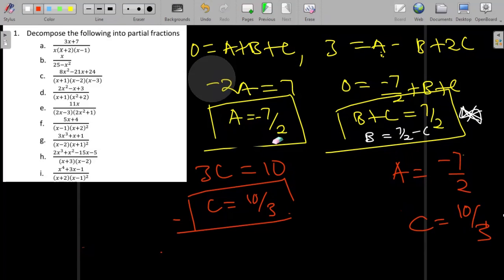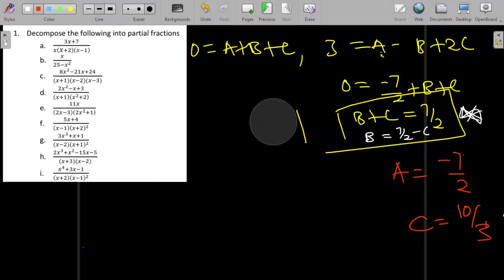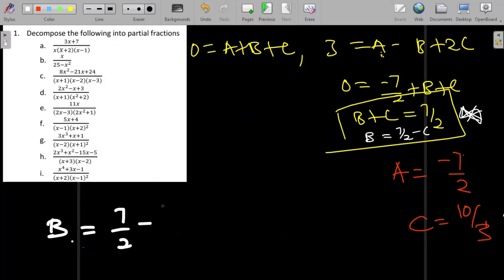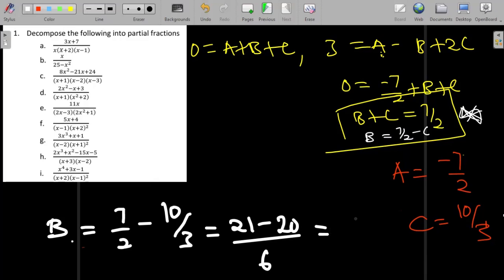So now we can find our B. B is simply equal to 7 over 2 minus C, and C is 10 over 3. So the common denominator here will be 6. 2 into 6 is 3, so 3 multiplied by 7 is 21, minus 3 into 6 is 2, so 2 multiplied by 10 is 20. So this will be 1 over 6. So B, I'm finding it's 1 over 6.